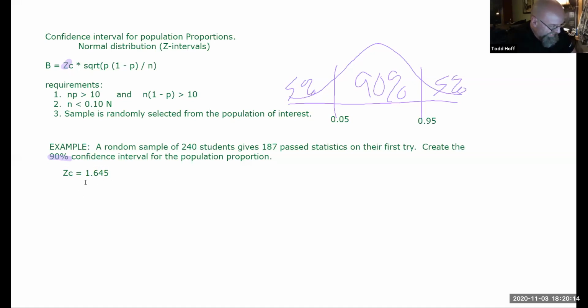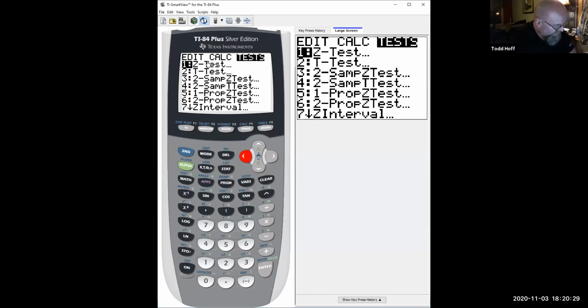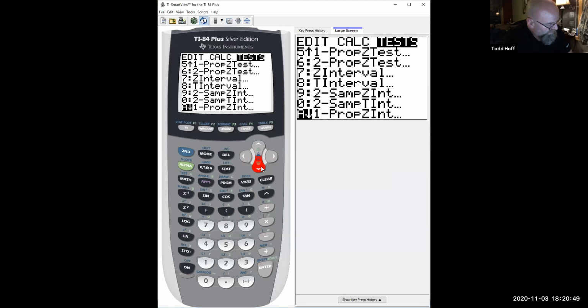Now, we don't necessarily need that here because we're going to go back to the calculator to find the confidence interval. We're going to go to stat, tests. Now, these are all tests up here. Those are hypothesis testing for next week. Number 7 here is a Z interval. Now, what we're looking for here is a Z interval, but that's not the one we want. There's a special one for proportions. There it is, option A, 1 proportion Z interval.